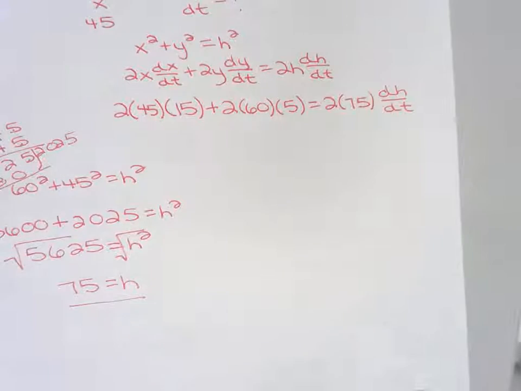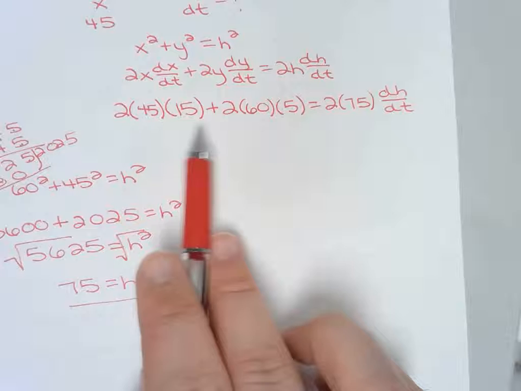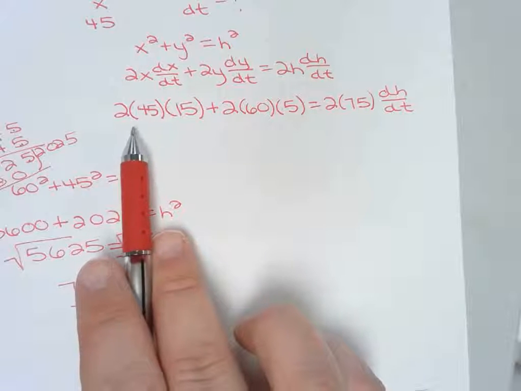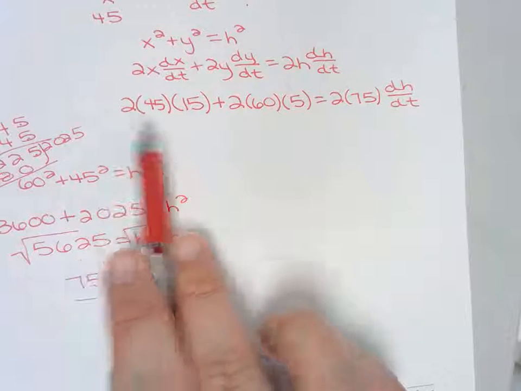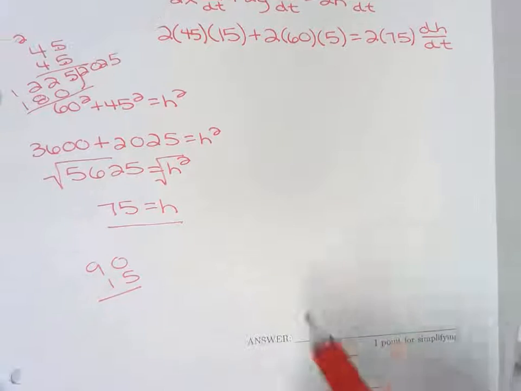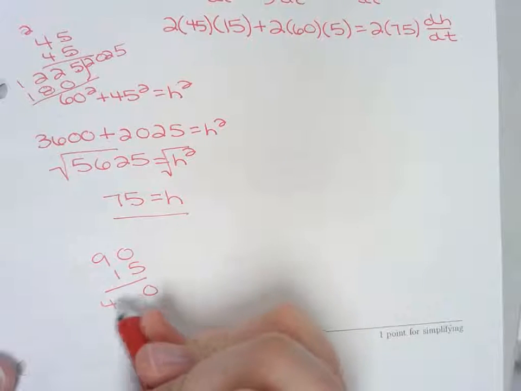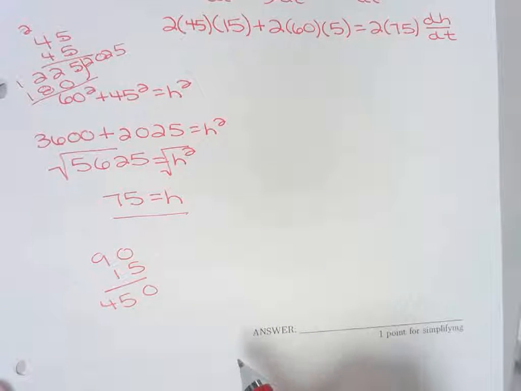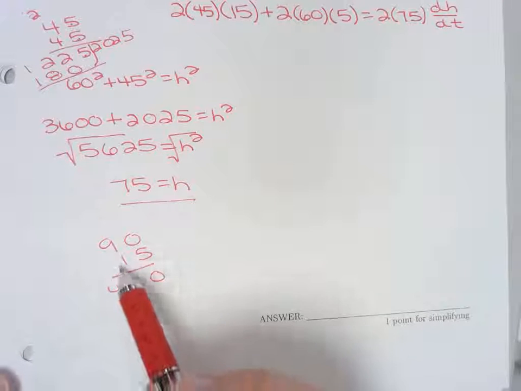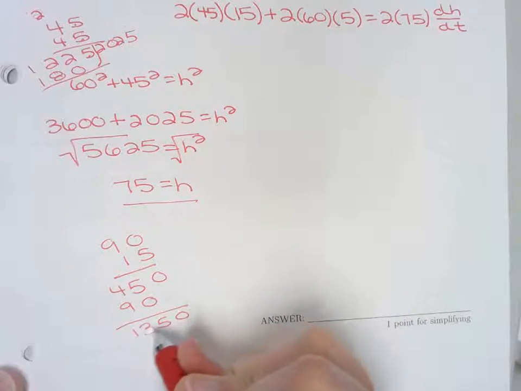Okay, so now we need to find dH dt. Levi said you could divide everything by 2 if you wanted to right off the bat. I'm just going to go ahead. Good multiplication again, no calculators. 2 times 45 is 90. 90 times 15. Why wouldn't you have done 15 times 9 and then dropped a 0 down? You do whatever you want. 1 times 0 is 0. 9, 0, 5, 13. 1350.